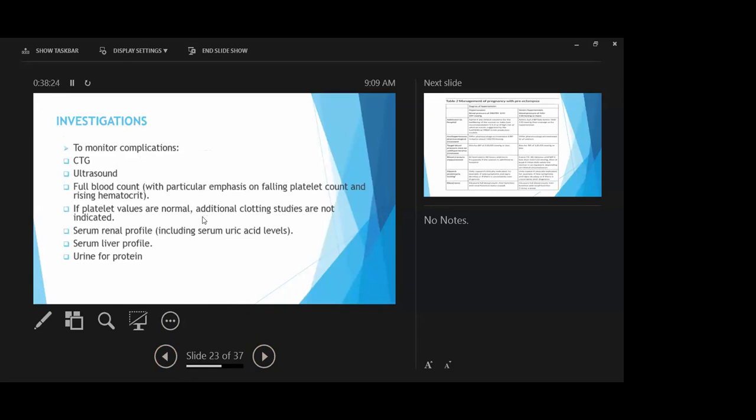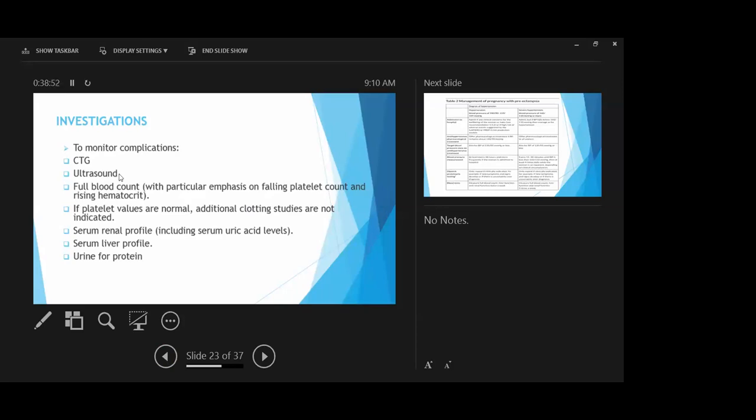So investigation. To monitor the complication, we need to do CTG. We know that pre-eclampsia is a risk for placental abruption, IUGR. So we'll do ultrasound to assess the fetal growth. Rabia, it would have been better if you would say maternal and fetal separately, और उसमें कर लो. ये वाली जो चीज है. So for ultrasound, we'll do fetal growth, amniotic fluid, and Doppler for umbilical artery waveform.